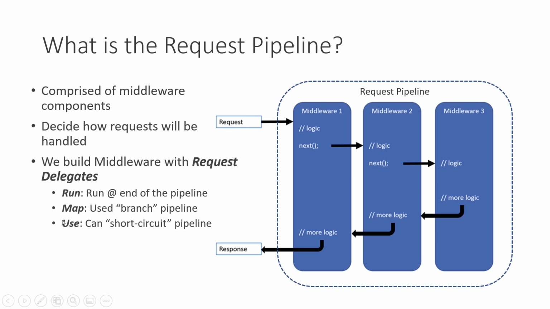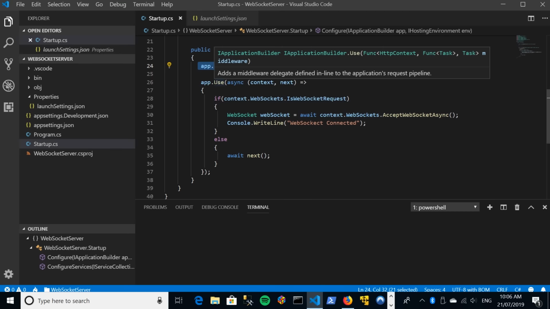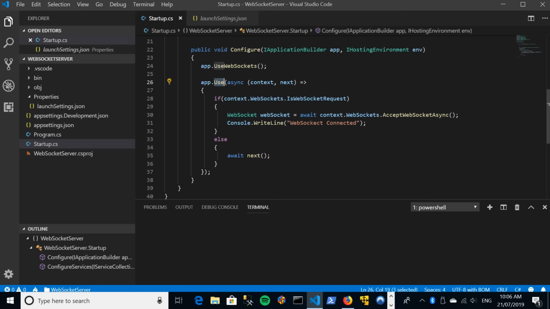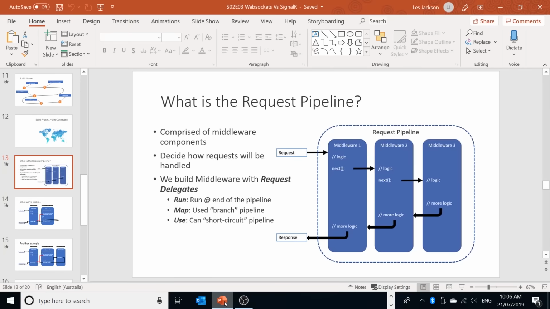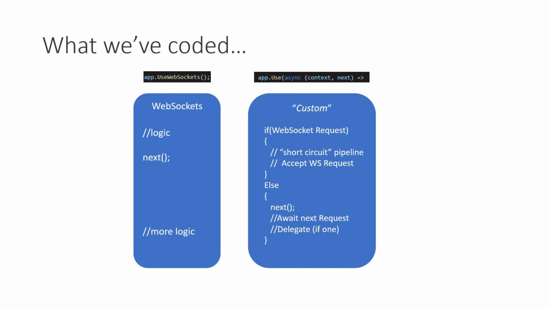So we've created a use request delegate again. Let's just pop back over. This is what we say here. So you can either have app use, app run, app map. We've got an app use. And let's go through this example again on the slide just to show you exactly what is happening. So skip through that. Okay, so this is what we've coded.